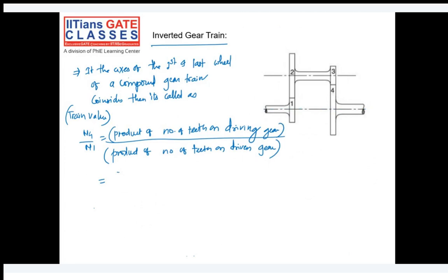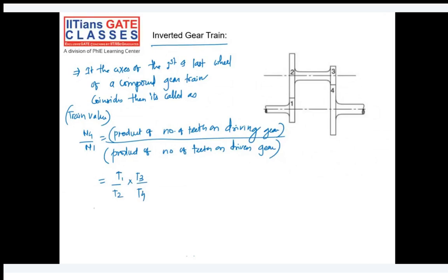Yeah, 1 and 3. So I can say T1 multiplied by T3, divided by the driven gears T2 and T4. Okay, so this is the train value, and you can also calculate the gear ratio. It is the opposite of the train value.